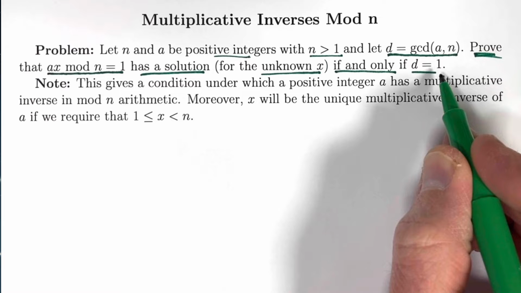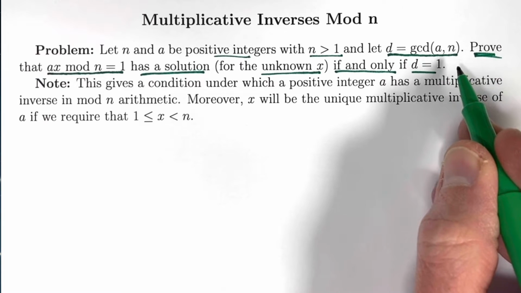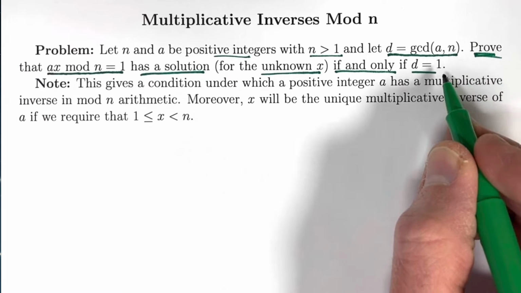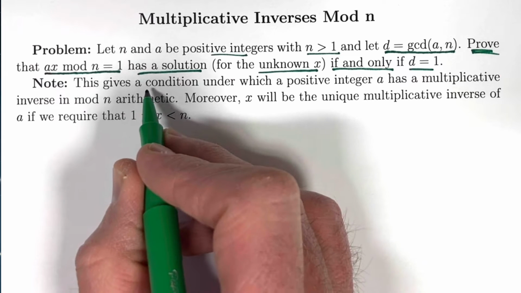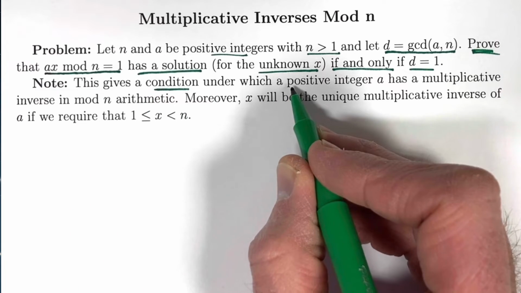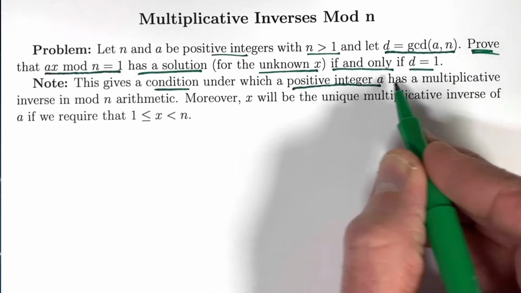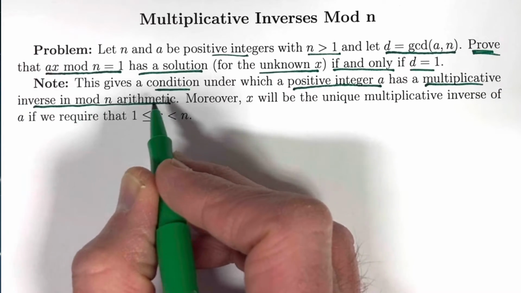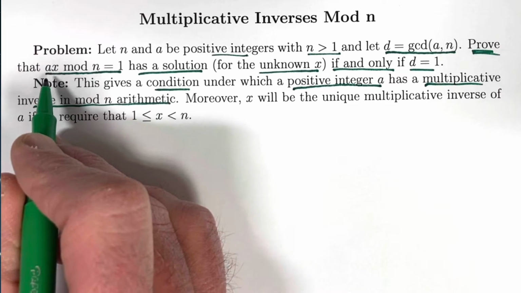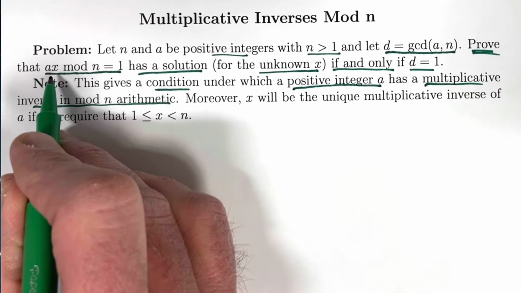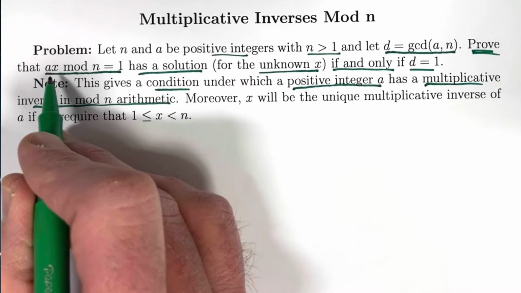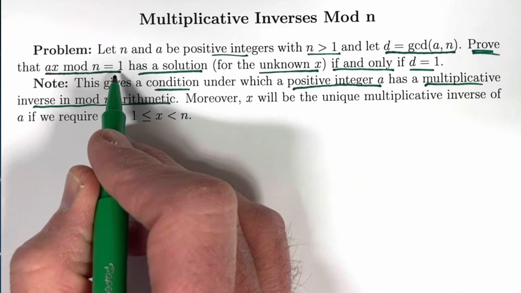In that situation, we say that a and n are relatively prime, also called coprime. It means they have no prime factors in common in their prime factorizations. An important note for applications is that this condition is what determines whether a positive integer a has a multiplicative inverse in mod n arithmetic. When a times x mod n equals 1, we say x is the multiplicative inverse of a mod n, because when you multiply them, you get the multiplicative identity.